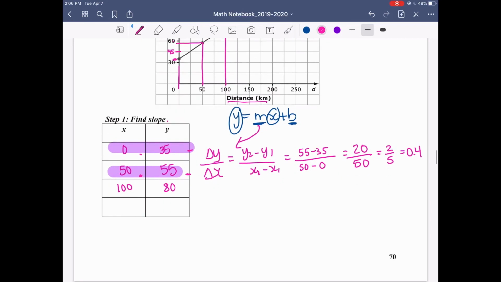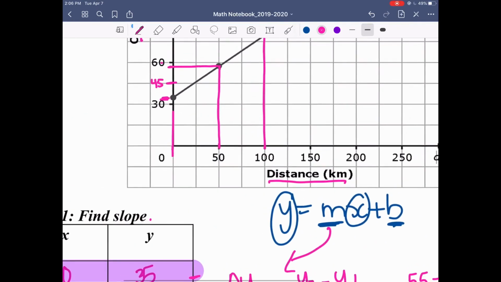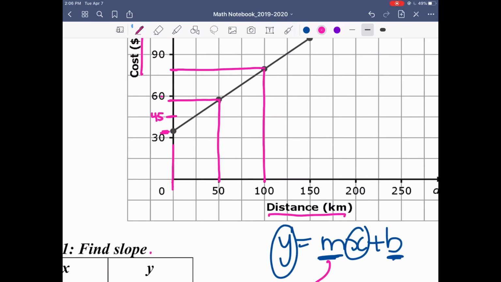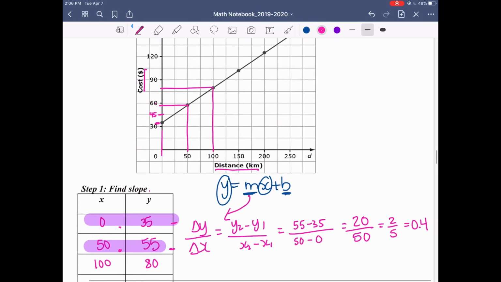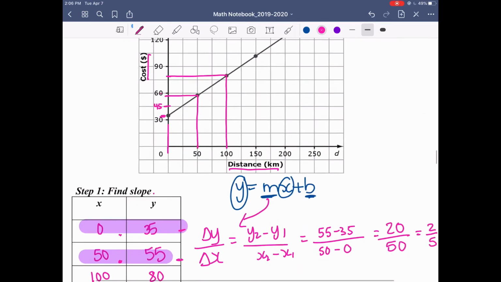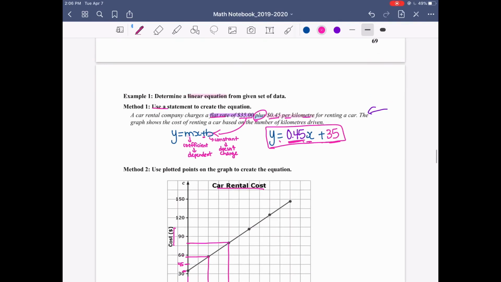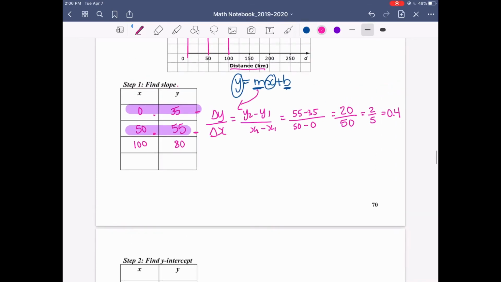It's not going to be 100% the same because obviously we didn't interpret our graph 100% accurately, and because there's a big gap between each point. But that's why, if you're given a statement, it's actually more accurate to use the statement that's given to you than to use the graph. But here we know we're on the right track.